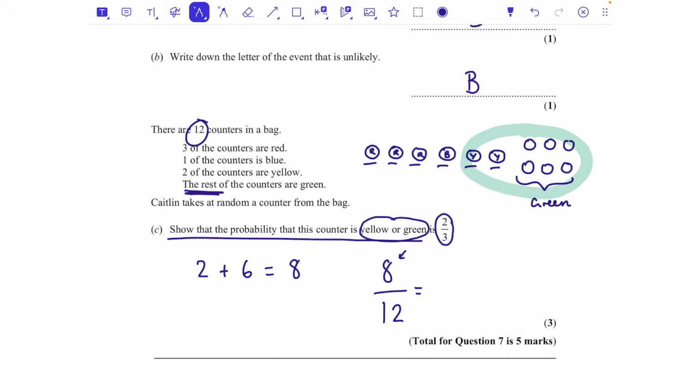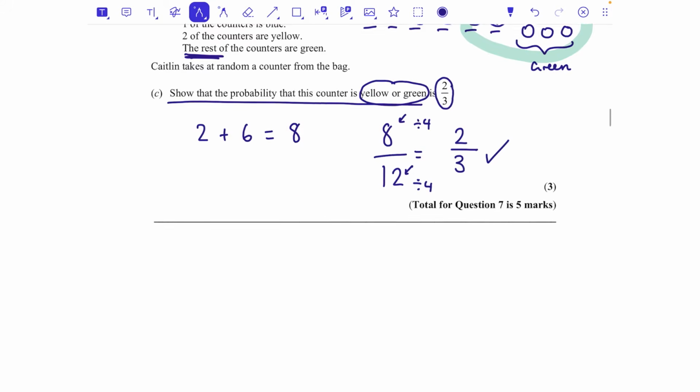So 8 and 12 are both in the 4 times table. And if you've got a number that you can divide them both by, like in this case they've got a common factor of 4, we want to divide by that to simplify the fraction. So dividing the top by 4 and dividing the bottom by 4 gives me 2/3. And there we go. Now we've got the same as them and we've shown that that is the probability.